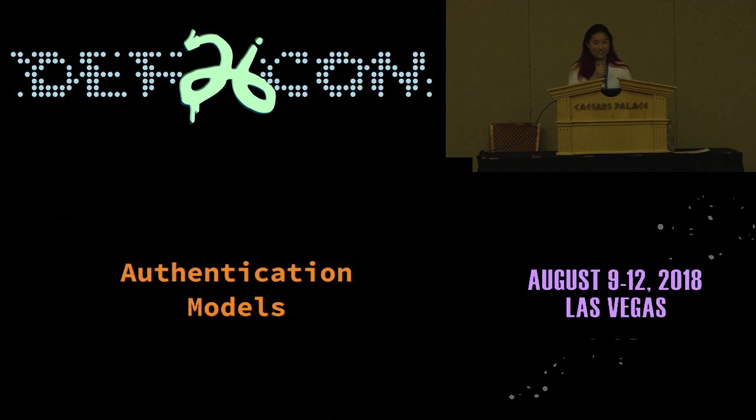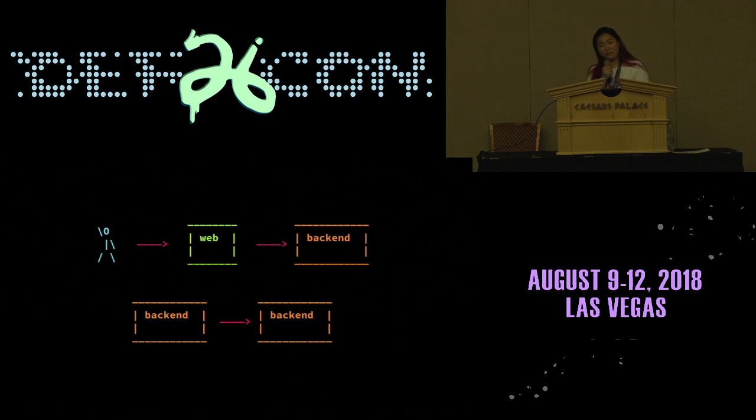And now, onto our authentication models that we have. There are mainly two different use cases we have. This is by no means an exhaustive list, but these are the most basic ones and the ones we see most. The first one would be a user making a request to a web server, which then makes a request to a backend service for some resource for the user. The backend service wants to make sure that the user is really who they say they are and not just someone pretending to be them.